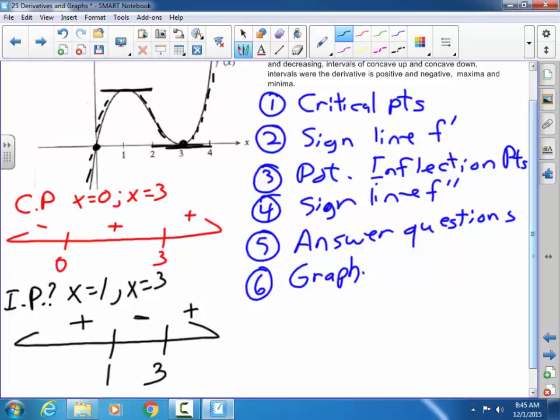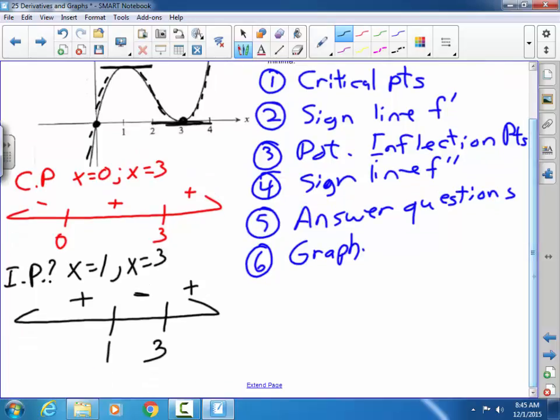All right, so now that we've got our two sign lines, we should be able to answer all the questions that we were asked simply by looking at our two sign lines here. So, what are the answers to our questions here? Our critical points are 0 and 3. Inflection points are 1 and 3.